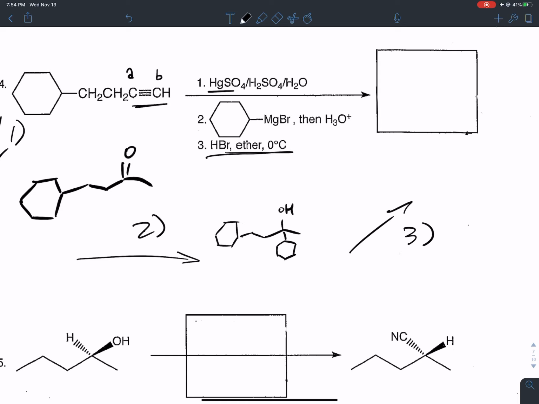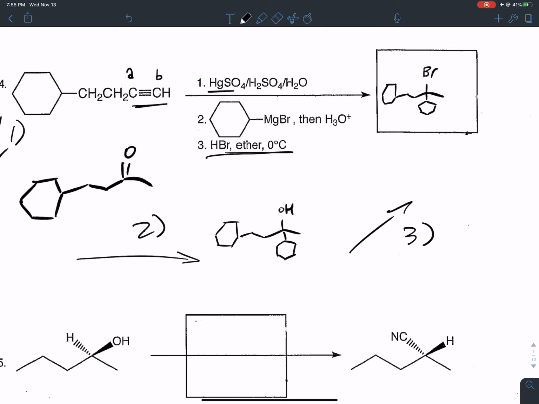This, HBr, ether, and 0 degrees, is it for primary, secondary, or tertiary alcohols? Tertiary. This is what we use when we want to convert a tertiary alcohol to a tertiary alkyl bromide. So we're going to replace the oxygen with a bromine. 2, 3, 4. Br with our cyclohexane ring. That's it for that one.